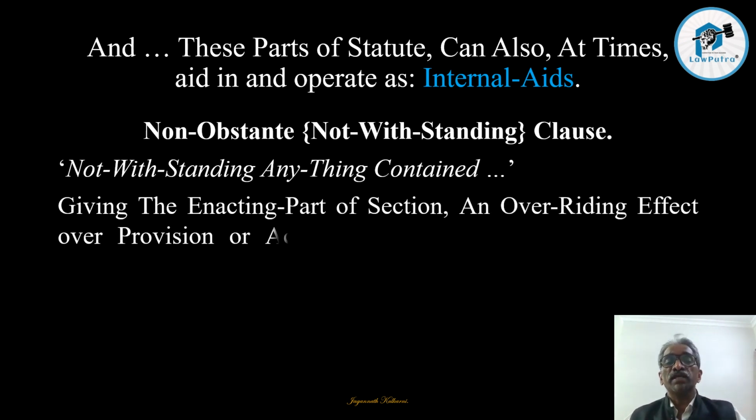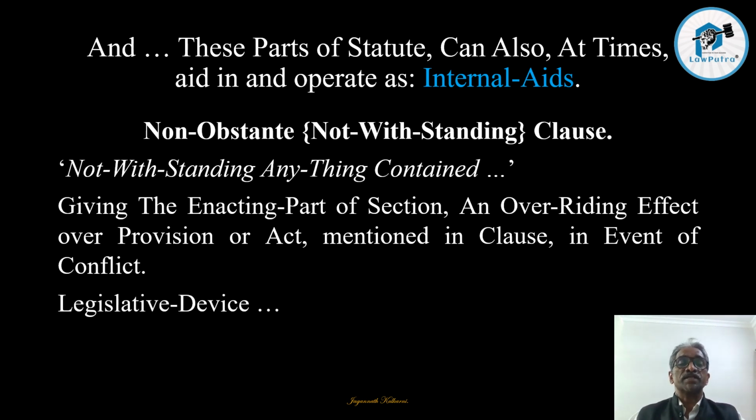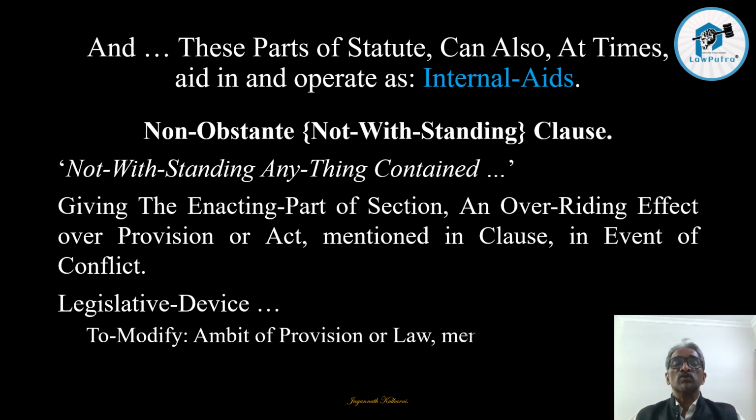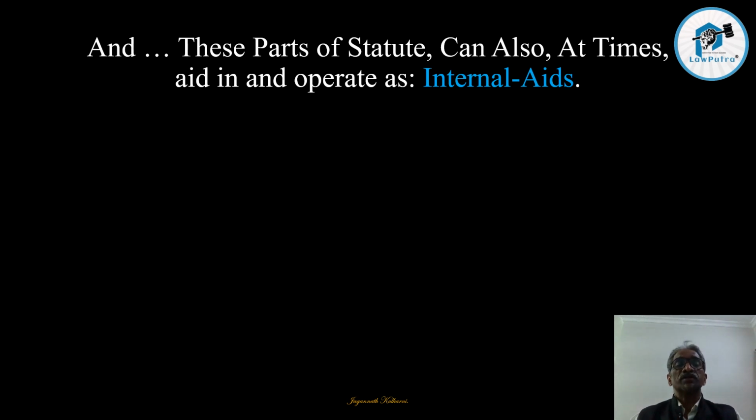It is meant for giving the enacting part of a section an overriding effect over the provision or Act mentioned in the clause in the event of conflict. It is a legislative device, the non-obstante clause, to modify the ambit of a provision of law when mentioned and to override it in specified circumstances. So this is the non-obstante clause. It also plays an important role.